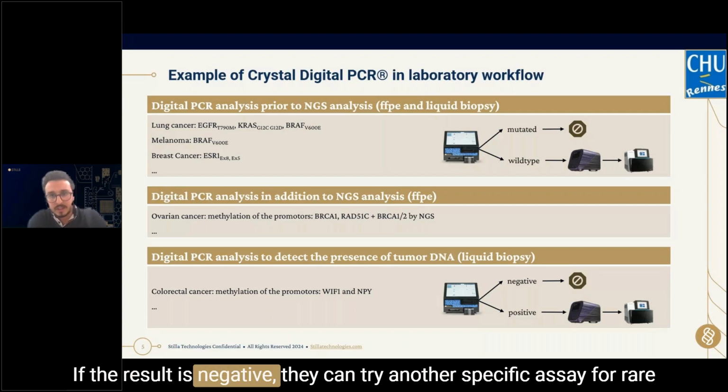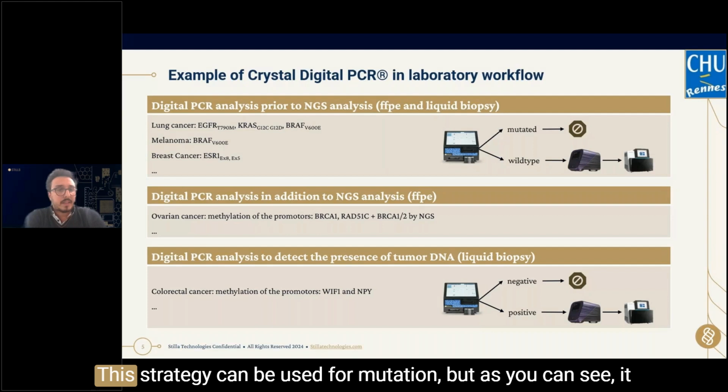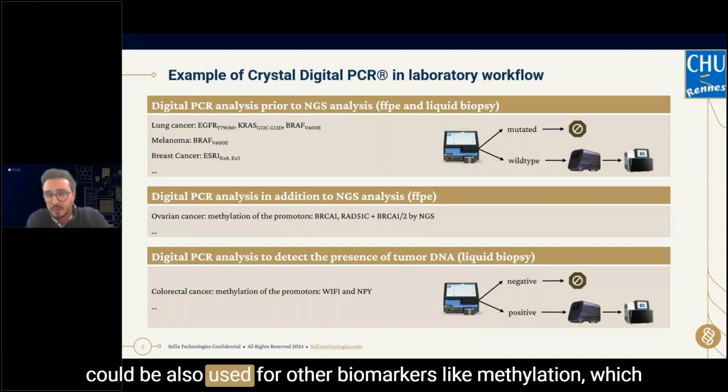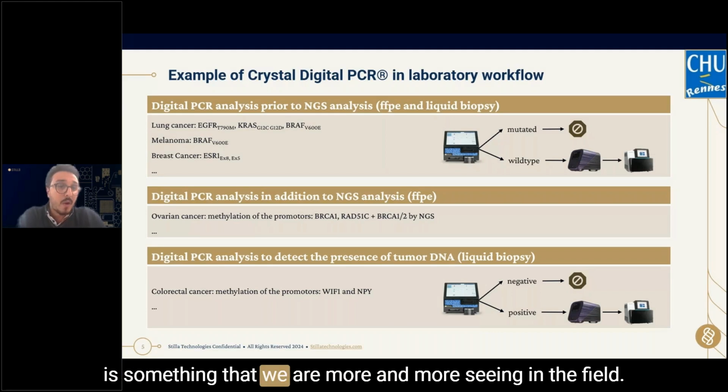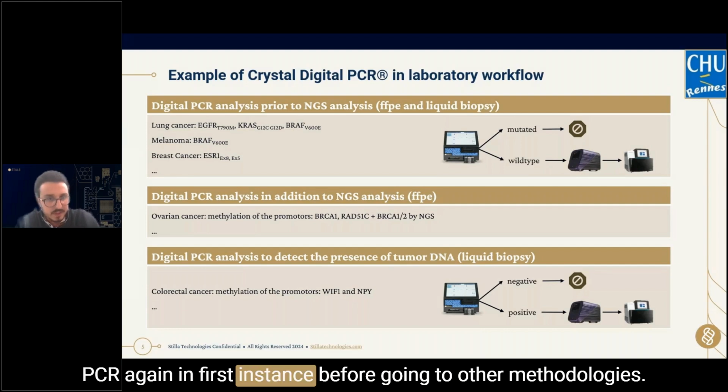If the result is negative, they can try another specific assay for rare mutation frequency or other panels to explore other biomarkers. This strategy can be used for mutation, but as you can see, it could also be used for other biomarkers like methylation, which is something that we are more and more seeing in the field. And we have different biomarkers that we can detect with digital PCR, again, in first instance before going to other methodologies.